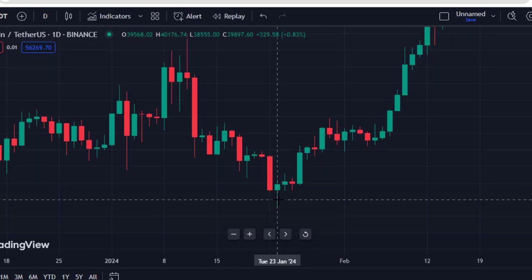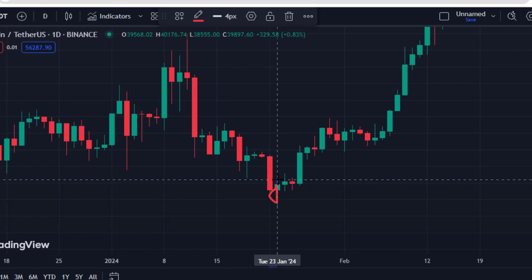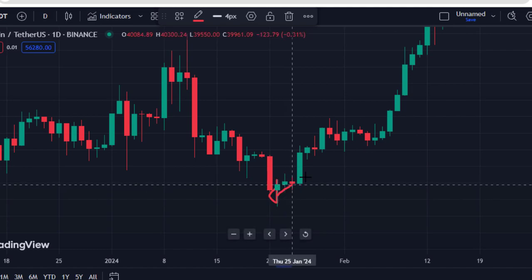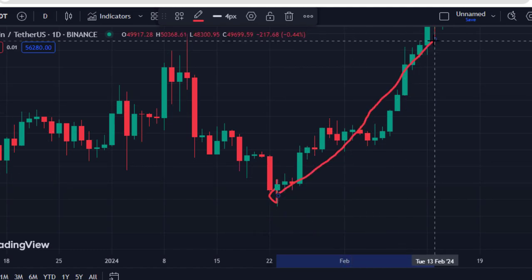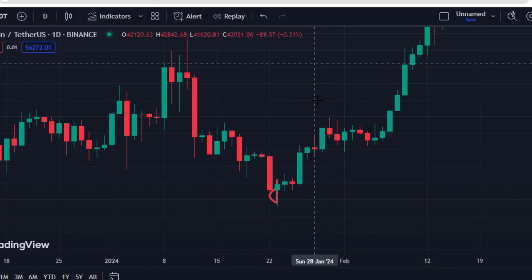For the hammer you need to pay attention to, the wick must be 2 times the body, as you can see at this area. This is the kind of hammer that you need to pay attention to on your chart at support level. In an uptrend, the market is going to move drastically upward. This will also help you identify a potential move that will happen in the market before it actually happens.